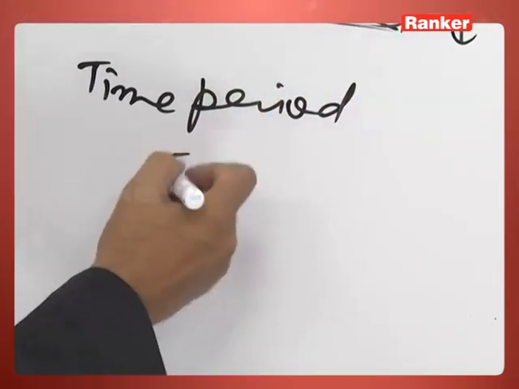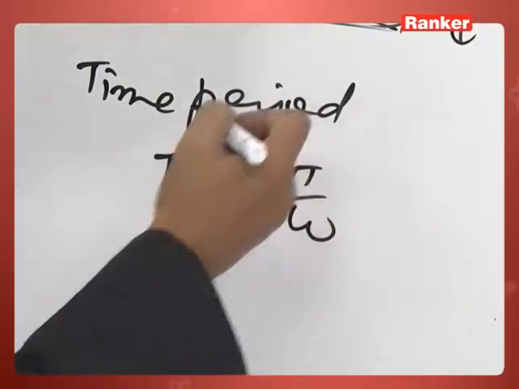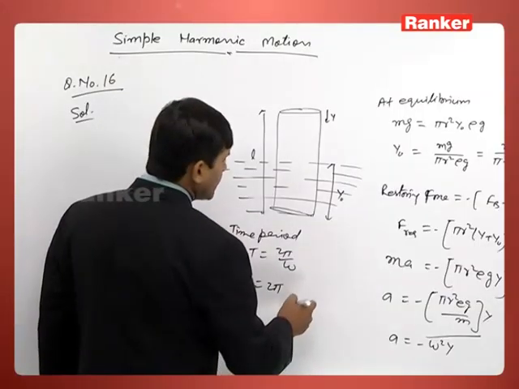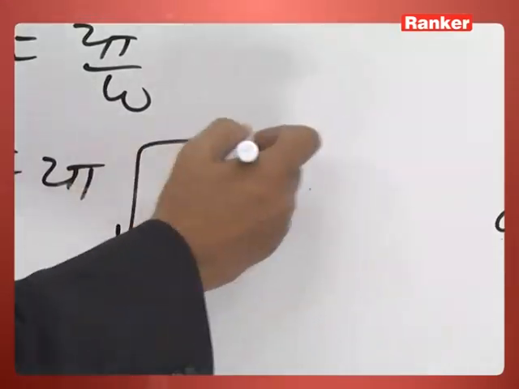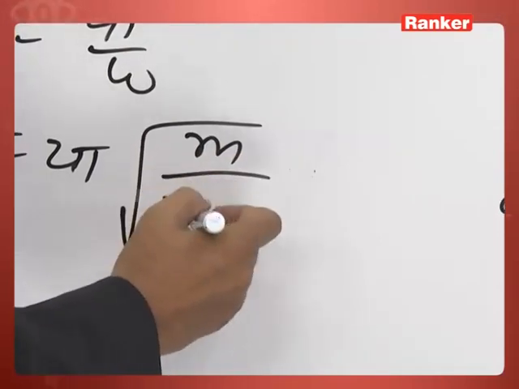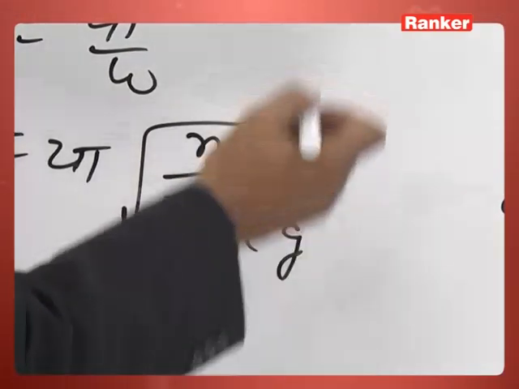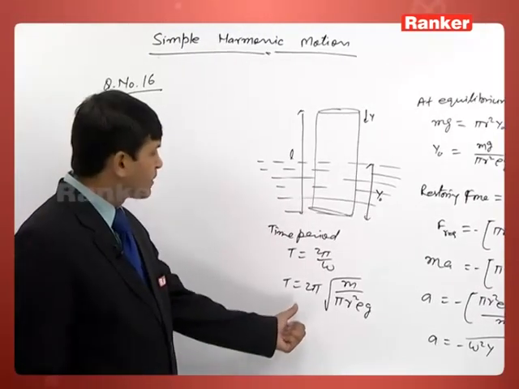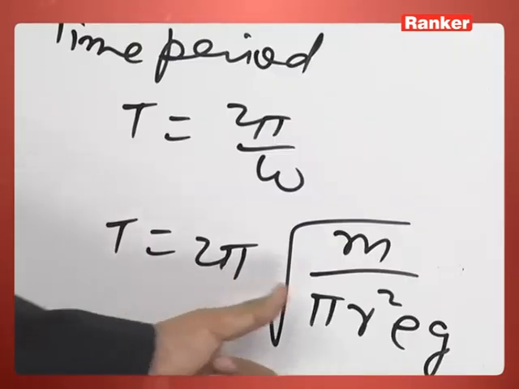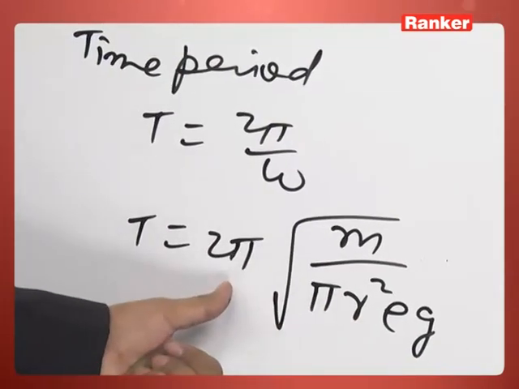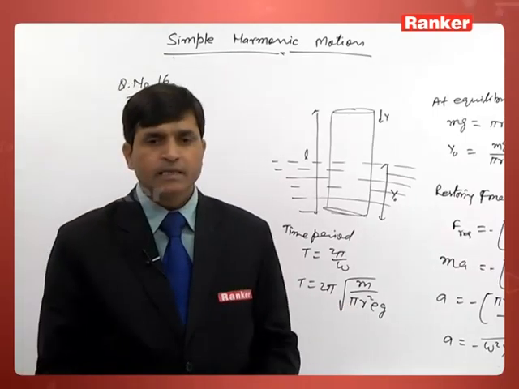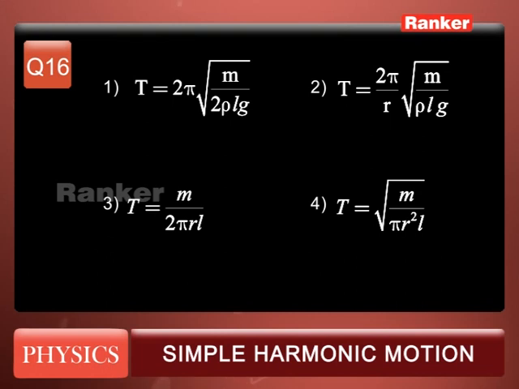Time period T is 2 pi by omega, which is 2 pi root over m by pi r square rho into g. This is the time period. So now we can check from here. 2 pi, this r square we can take outside. So 2 pi by r root over m by pi rho g. So our correct option is option number 2. Option number 2 is the correct option.